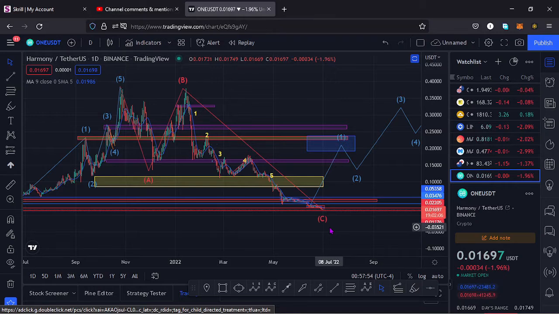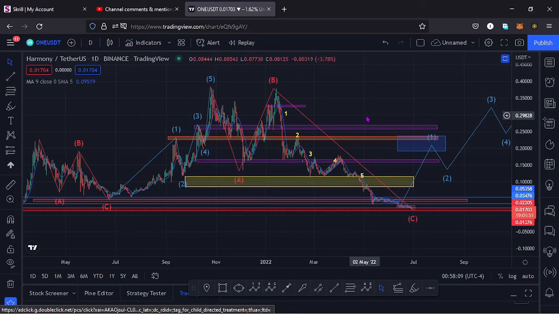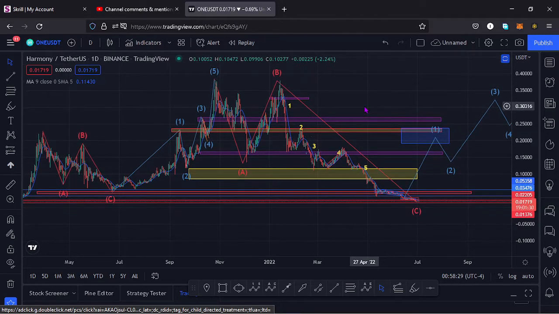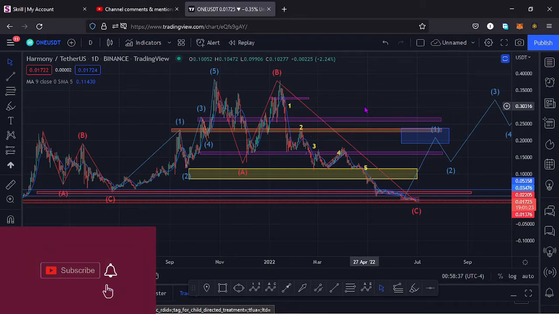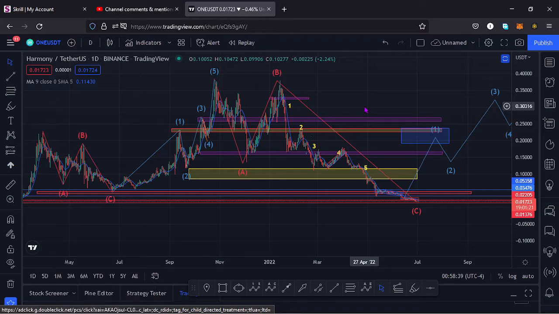Harmony One's current price stands at the $0.01698 mark, and here on TradingView the market is down by negative 1.95%. In this video I want to give the key scenarios that can play out on this chart, and I'll be basing my analysis on the Elliott waves and the Fibonaccis. I will also try to show you some of the patterns that I have on this chart to have an idea of the next move that can play out. So I'll kickstart the video by giving a brief of what has been happening.